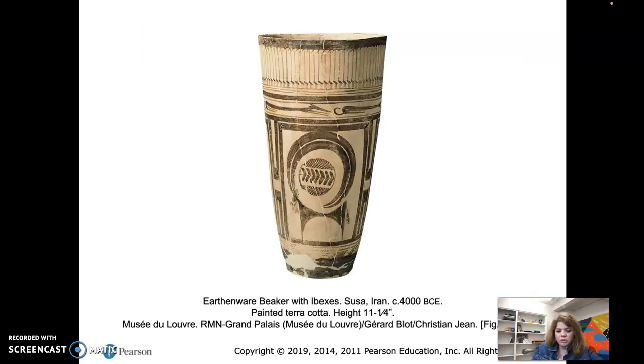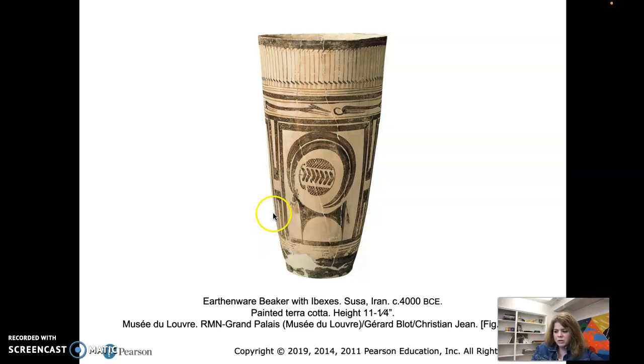And we'll take a look at an earthenware beaker with ibexes. It's from Susa, Iran, 4000 BCE. It's painted terracotta. Earthenware is basically the same thing as terracotta, and it's about 11 inches high. It was first developed in the city of Susa on the Iranian plateau, and there are solid bands present in the design, often called registers. You can see solid bands, or registers, that run around this vase in various locations.